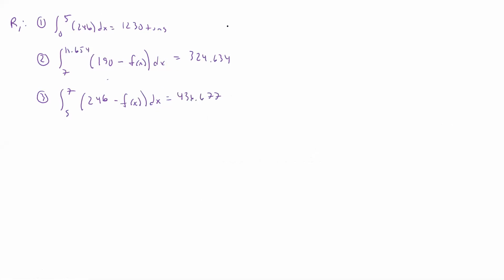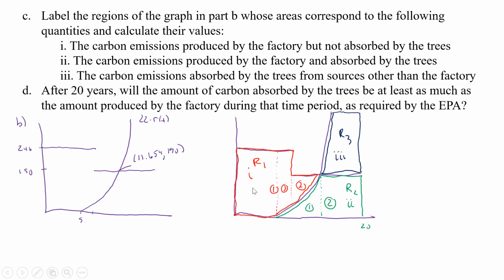And so the total of that region is going to be what? Well, I'm just going to do it in my calculator here. 123 plus 324.634 plus 436.677 equals 1991.311, and that's tons. Okay. So that is going to be our region 1. So that's the region red.